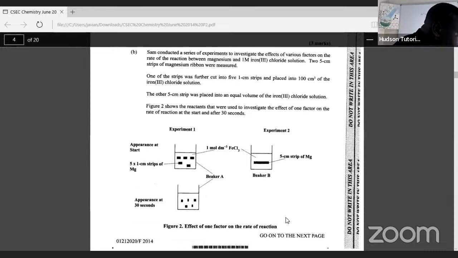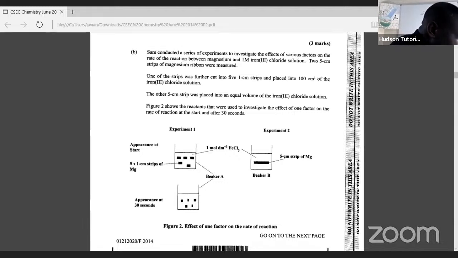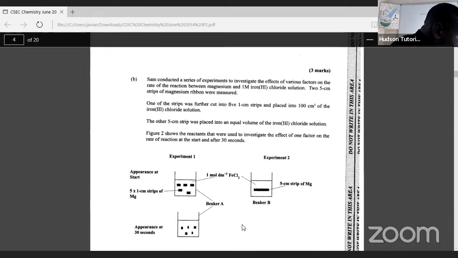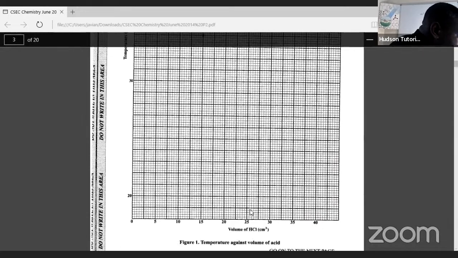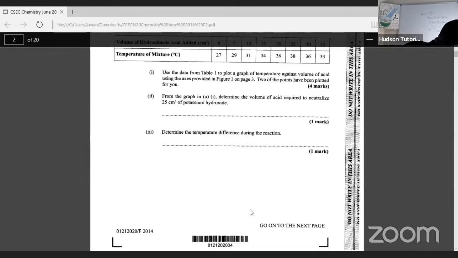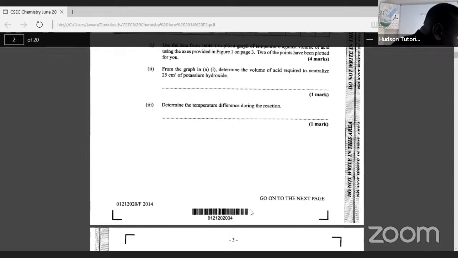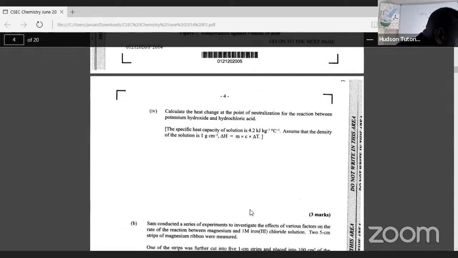All right, going back to the graph. Well, back to the paper, my bad. Let's see the next question that they asked us. They said determine the temperature difference during the reaction that we just did, which is II. Do we have an IV? Good, so we do have an IV. Let's go to that IV.